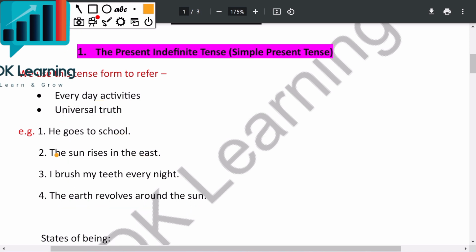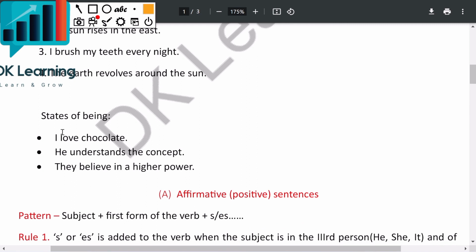Here, he goes to school is an example of an everyday action. The sun rises in the east is a universal truth. Similarly, I brush my teeth every night. It's an everyday action. The earth revolves around the sun. It's a universal truth. Also, states of being. States of being also come under the present indefinite tense. I love chocolate. He understands the concept. They believe in a higher power. And so on.